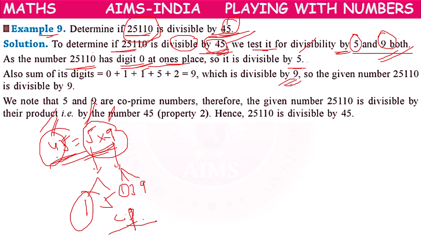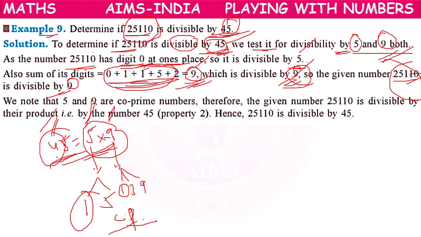What is the rule for 9? Sum of all the digits. 2 plus 5 plus 1 plus 1 plus 0, the sum of all the digits is 9. If the sum of all the digits is divisible by 9, the number is divisible by 9. The sum we calculated is 9, which is divisible by 9. So this number is also divisible by 9.